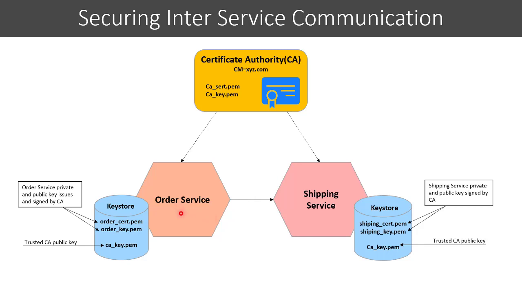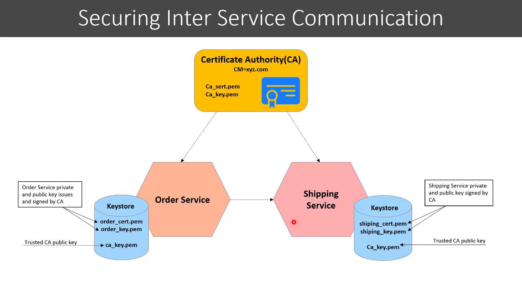So you can see your order service has an order cert and order key and a CA key, which is the public key of the CA. And these are the order service's private and public key. Then we have the same set of certificates for the shipping service, where the shipping service has its own private and public key and the CA's public key.